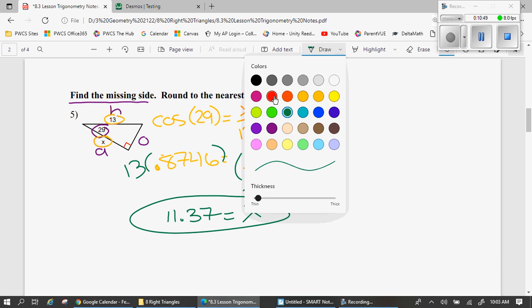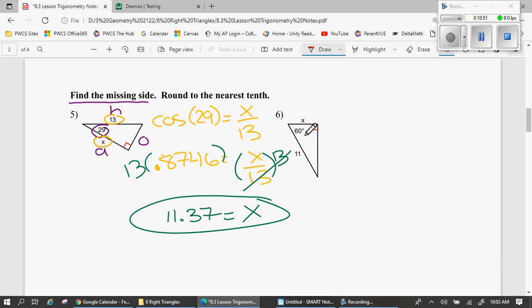So let me do another one. I have this side that's 60. I could use a special right triangle here, but I want to use trig today. I have my hypotenuse is 11. X is next to that angle. We'll call that A for adjacent. The side opposite from my angle, we'll call it O.